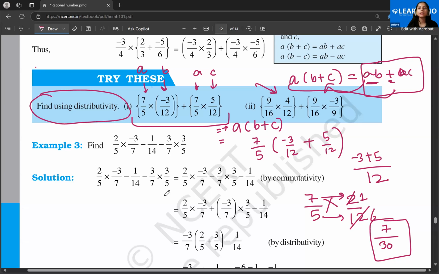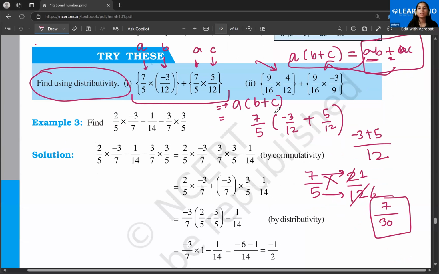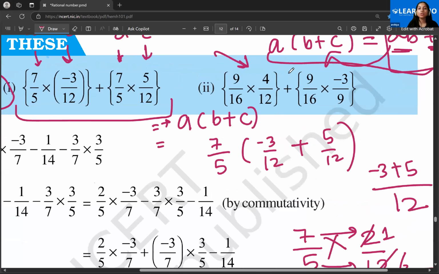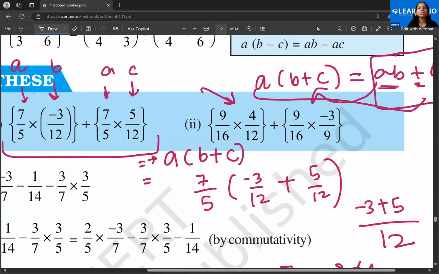Wait. Can you see the screen? Like the question. Which property will you use? Distributive property of multiplication over addition. All right. Or addition over multiplication, I suppose.